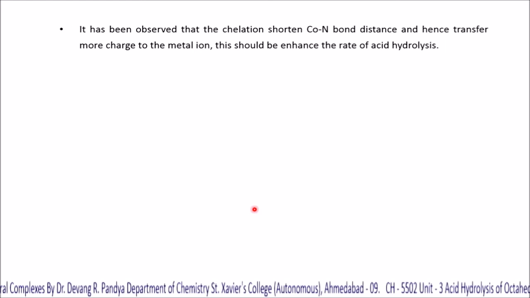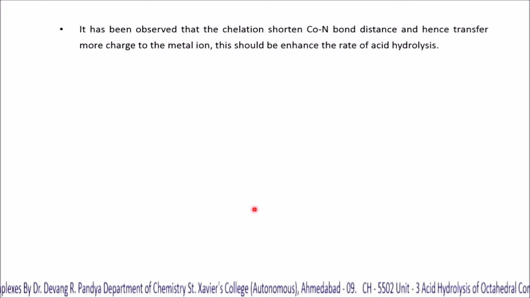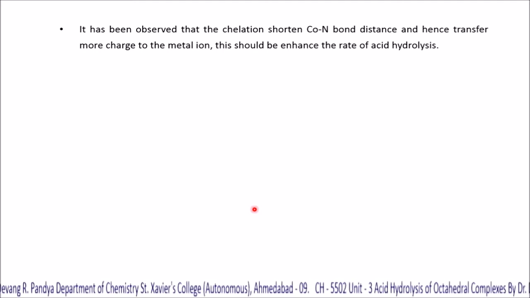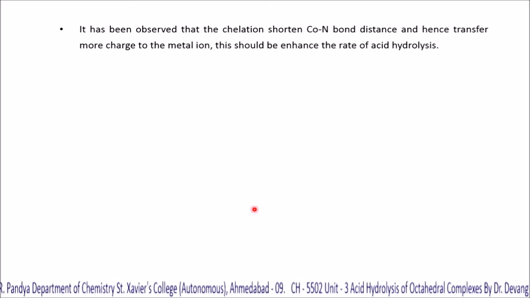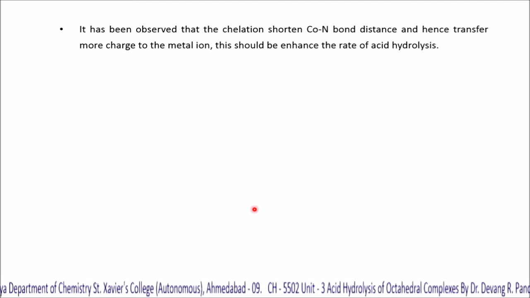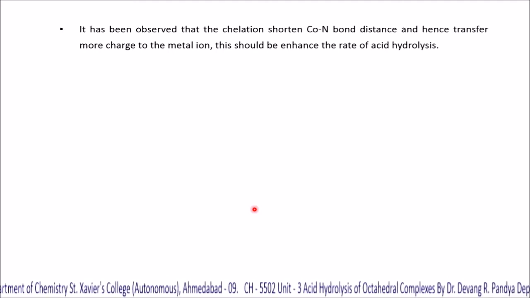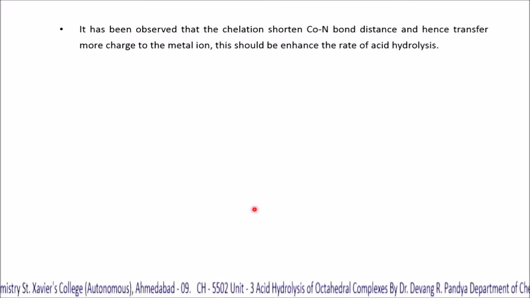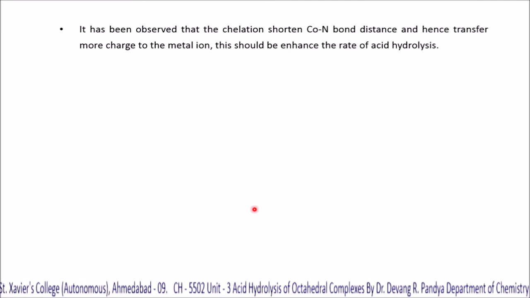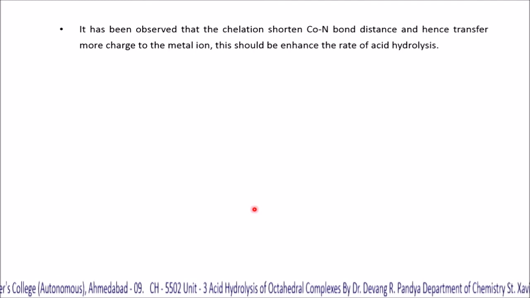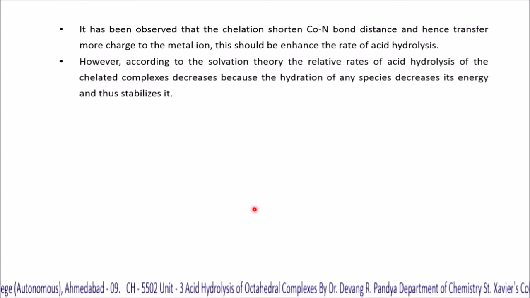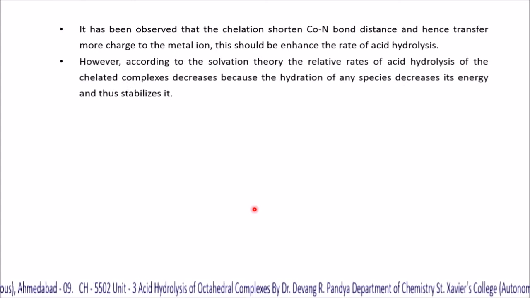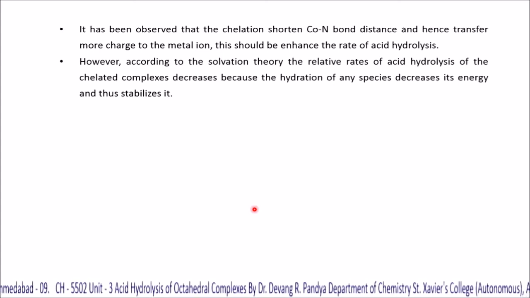It has been observed that chelation shortens the carbon-nitrogen bond distance in the ethylenediamine, and hence it will transfer more charge to the central metal ion, and as charge is shifted to the central metal ion, the electron density on the central metal ion increases. This should enhance the rate of acid hydrolysis. However, according to the solvation theory, the relative rate of acid hydrolysis of the chelated complex decreases.